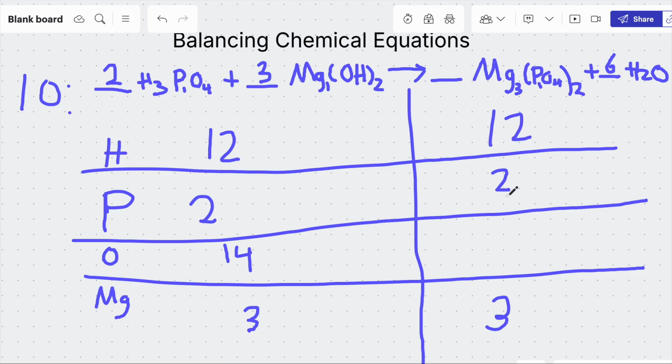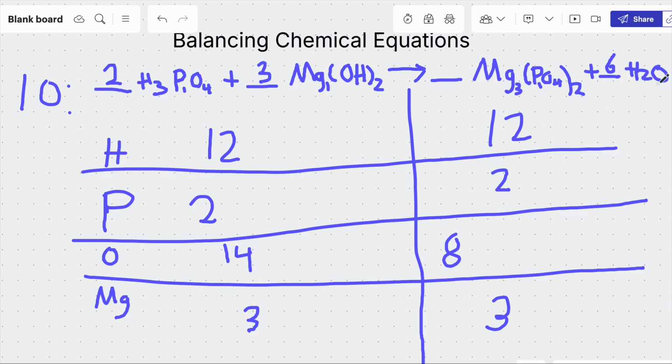Pretty straightforward. Now for our O's, it's a little bit more. I just thought of a better way I could do this. So if we look at our MgPO4s, remember that parenthesis multiplies everything inside of it. Right now we've only got one of these, so we don't need to worry about all that other multiplication. We can just do our 2 times our 4 there. So we'll have 8 O's from that, so 8.